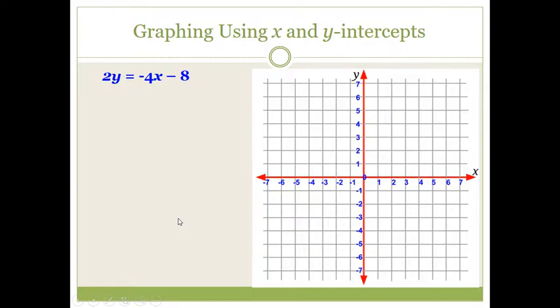We can use that information to graph, because if I take turns letting x be 0, and then I get a value for y, I would have the y-intercept. Then I could turn around and let y be 0 to find the x-intercept. And then I would have 2 points, right? I'd have 1 point on the y-axis and 1 point on the x-axis, and then I can connect those 2 points with a line.